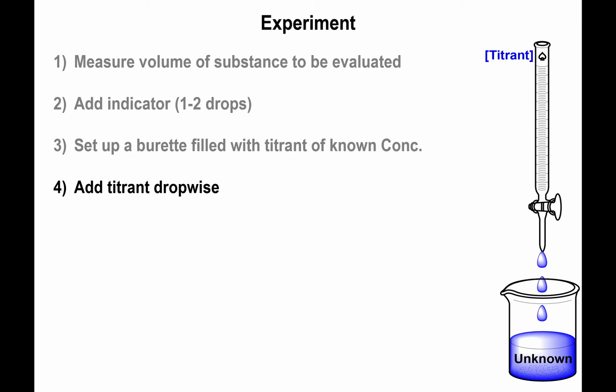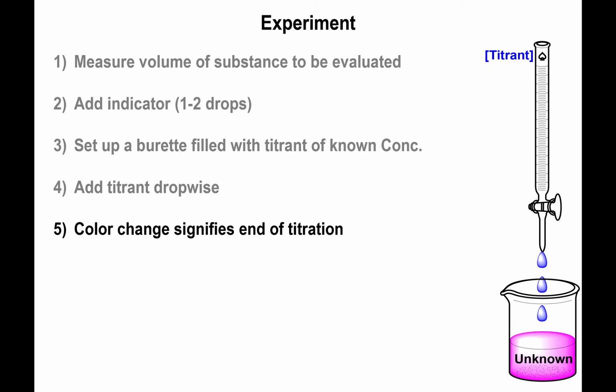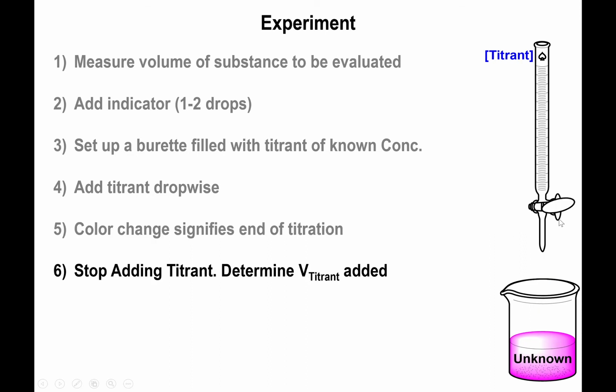So you add the titrant dropwise until the neutralization reaction reaches completion, at which point the solution in the beaker will change from being acidic to basic or basic to acidic, depending upon what's present in the titrant and what's present in the solution. And when that happens, you will have that color change. And the color change will basically tell you the titration is over, at which point you close the burette. You stop adding it. And then you read the volumes.